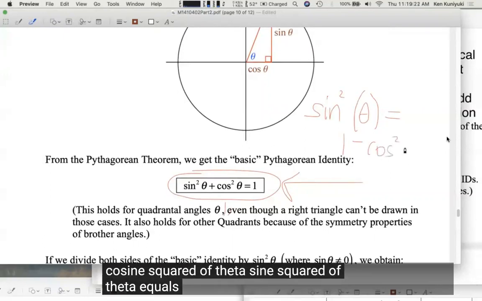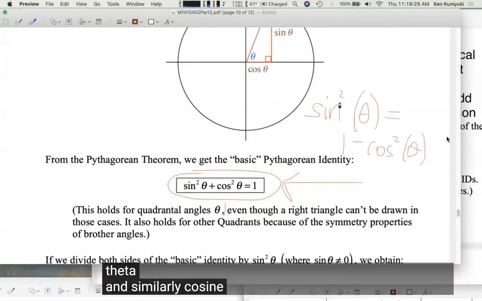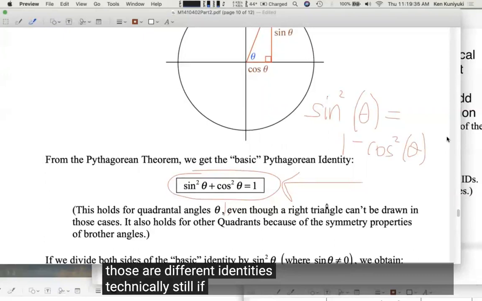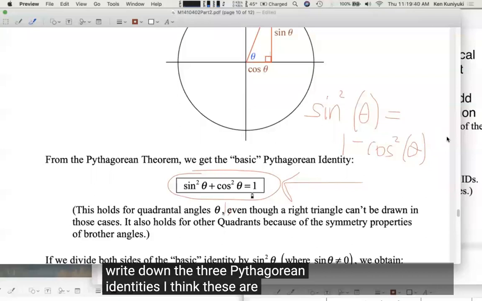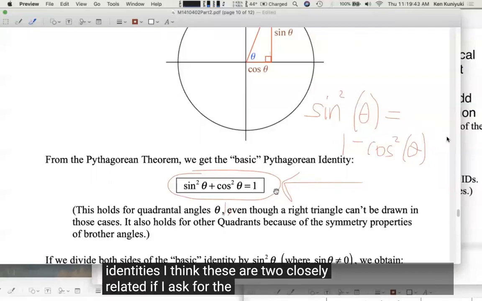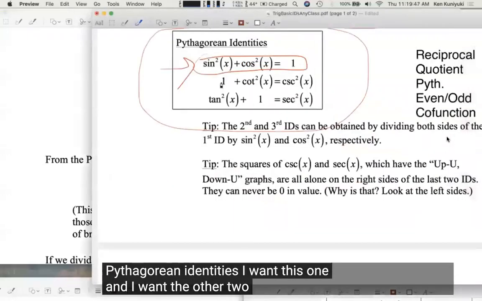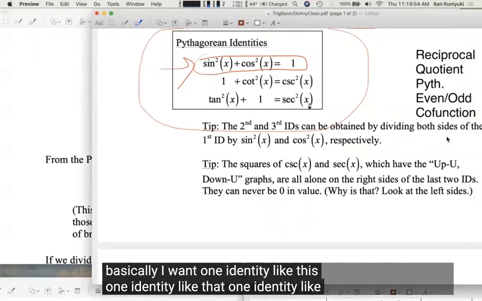Sine squared of theta equals 1 minus cosine squared of theta. And similarly, cosine squared theta is 1 minus sine squared theta. Although those are technically different identities, if I ask you to write down the three Pythagorean identities, I think these are too closely related. I want this one, and I want the other two over here. Basically, one identity like this, one like that, one like that.